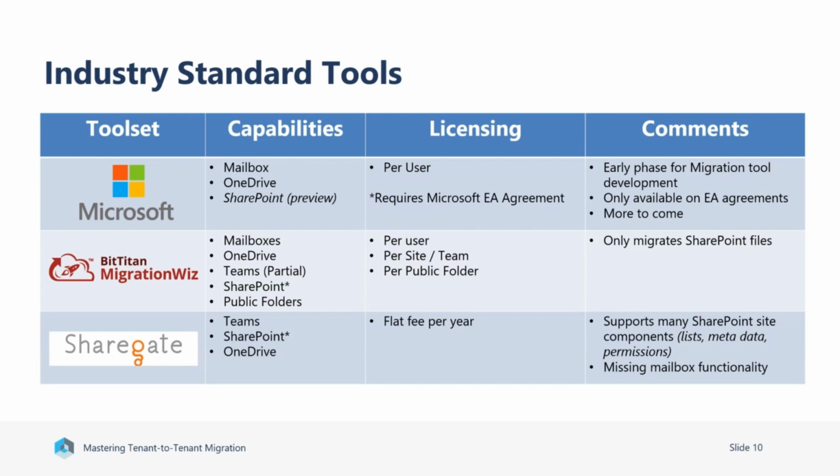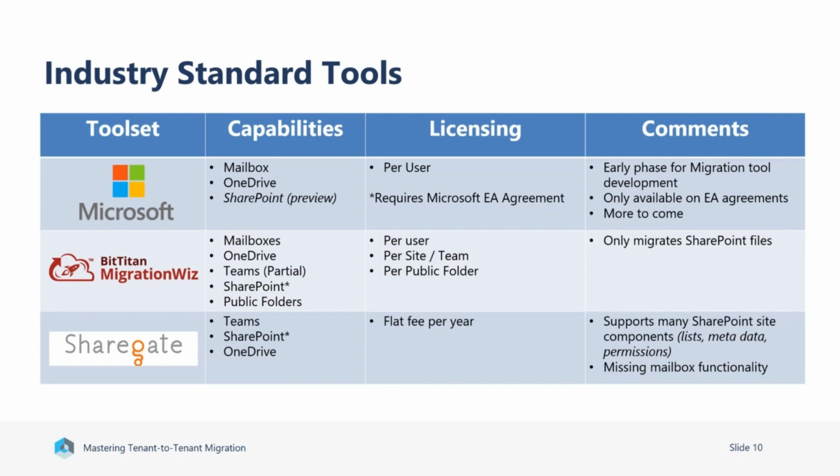Next on this, we've got the BitTitan MigrationWiz. This is a very popular tool. It's been around for quite a while. We've worked with this tool quite a lot. You can see in the capabilities, there are a lot more different workloads that we can move over between two Microsoft tenants. So Mailbox is an obvious one, OneDrive, Teams, which is partial, I'll explain that shortly, then SharePoint and public folders.